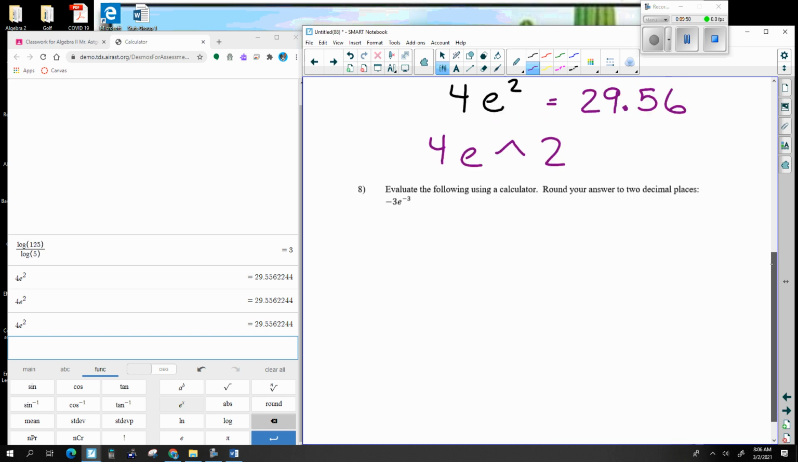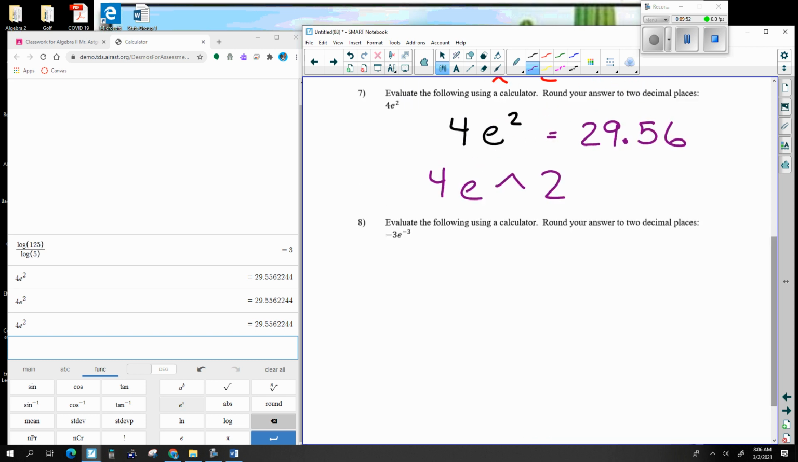Negative 3e to the negative 3. So again, what I'm going to type in is negative 3e to the negative 3.